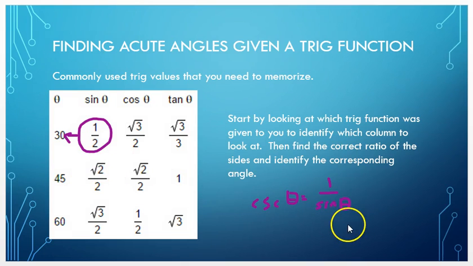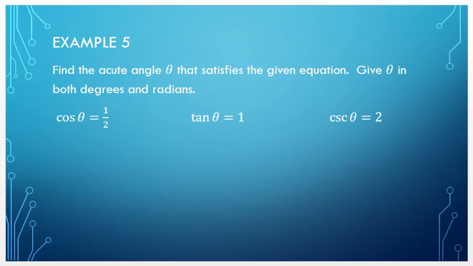So in this particular question, when cosecant equals 2, that means sine equals 1/2. So my angle is 30 degrees for this one. So theta equals 30 degrees.